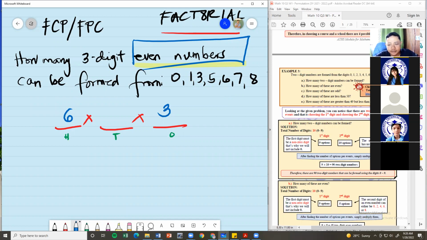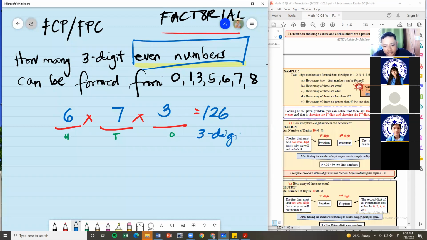7. Very good. So when we multiply them, 6 times 7 times 3, what's the answer? Type your answer in the chat box. That's the answer. Kindly get your calculator. Okay, very good. So we have 126 3-digit even numbers. Got it? Show me a reaction if that is clear to you.